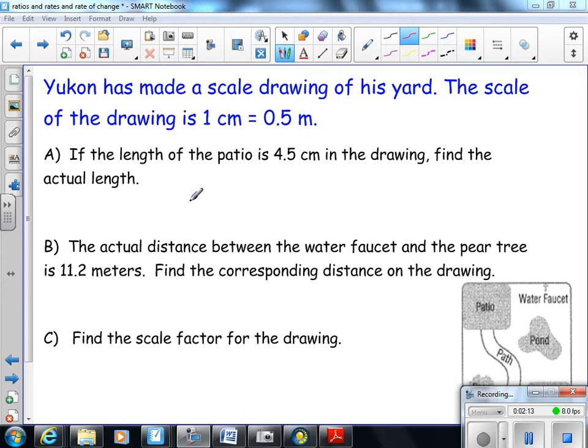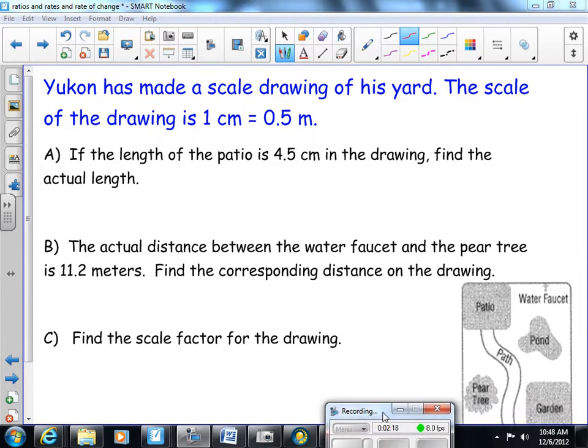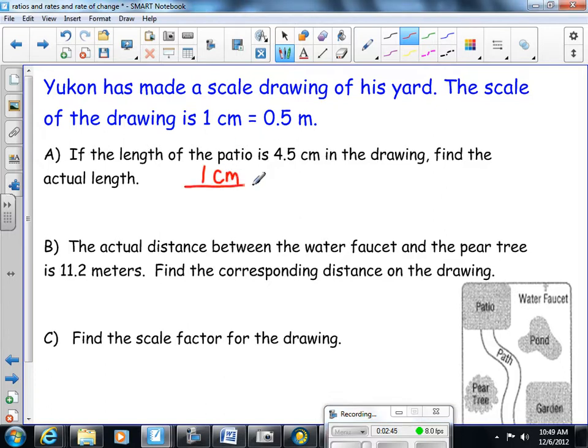Okay, let's take a look at an example. Yukon has made a scale drawing of his yard. Here it is. The scale of the drawing is 1 centimeter is equal to 5/10, or half, of a meter. If the length of the patio is 4.5 centimeters in the drawing, find the actual length. So they're saying the length of the patio is 4.5 centimeters in the drawing. We want to find the actual. So are we given a scale? Yes, we are given the scale: 1 centimeter compared to half of a meter.